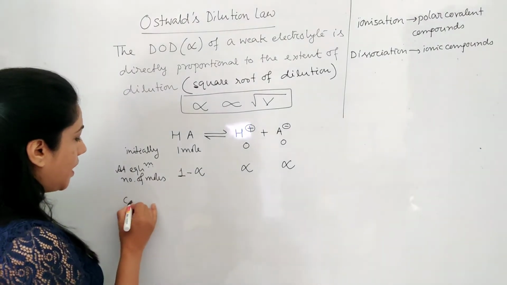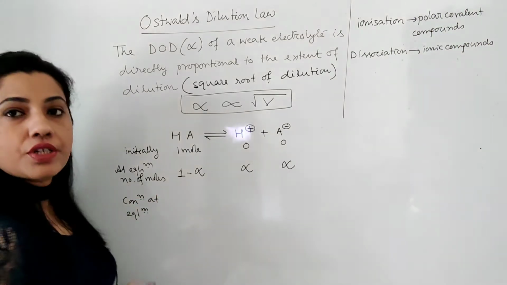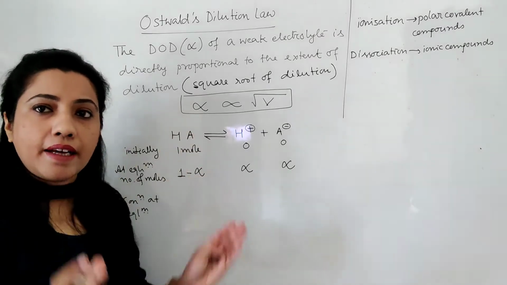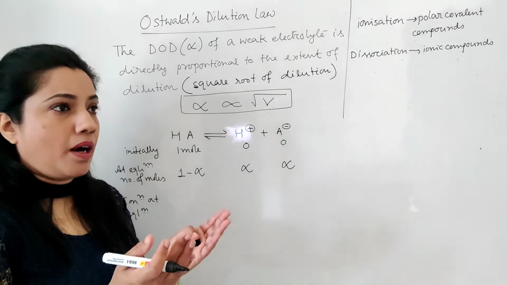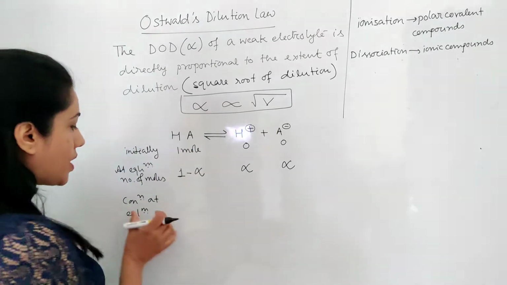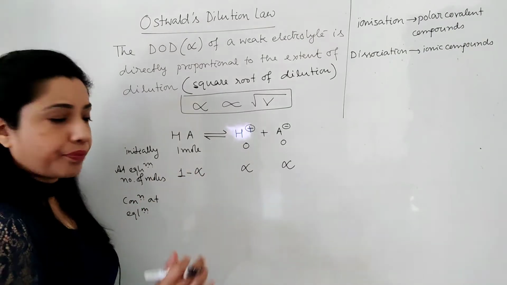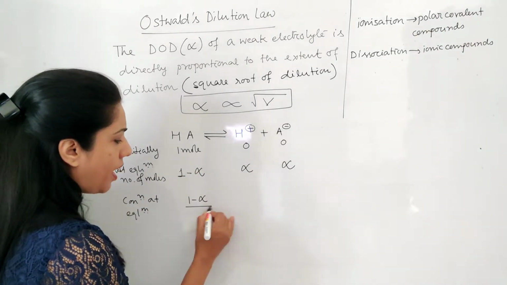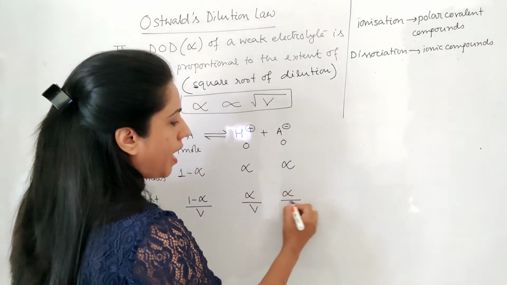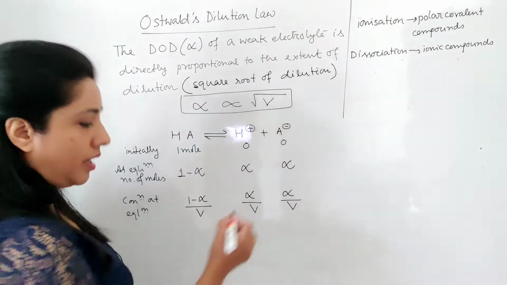Now let us consider the concentration at equilibrium, because we need the concentration at equilibrium to find out the equilibrium constant. Consider the entire volume of the vessel where you are carrying on the reaction is V. So the concentration would be number of moles upon volume. So it will be 1 minus alpha upon V for HA, alpha by V, and alpha by V. So these are the concentrations at equilibrium.